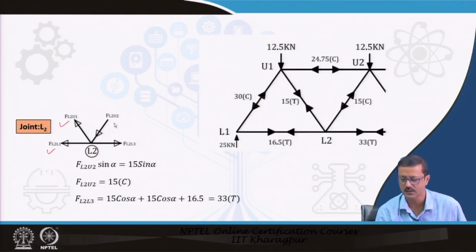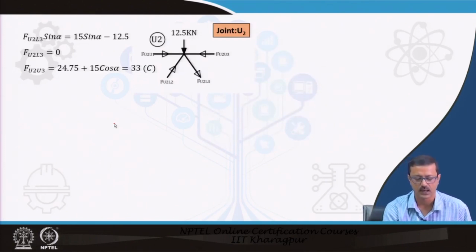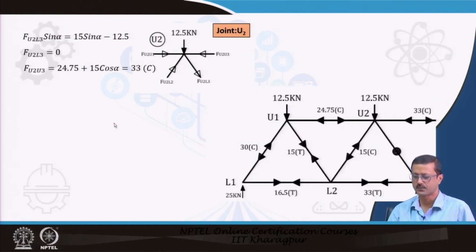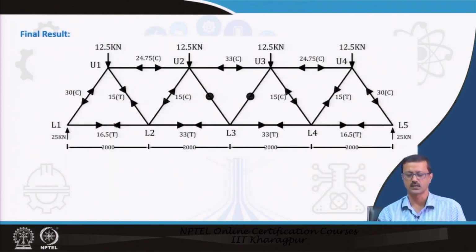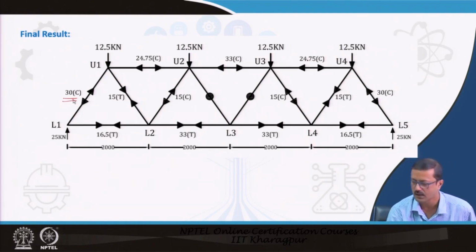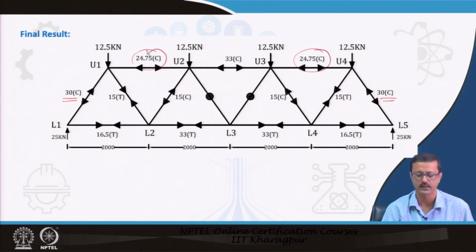Gradually you can go, and then finally you can go to U2, and you can solve this by sigma Fx equal to 0, sigma Fy equal to 0. This half portion of the loads or the forces in this truss is solved, and you can repeat that for the other end also. It is very symmetrical. You see, this is 30 and this is also 30, this is 24.75, this is 24.75, like that.